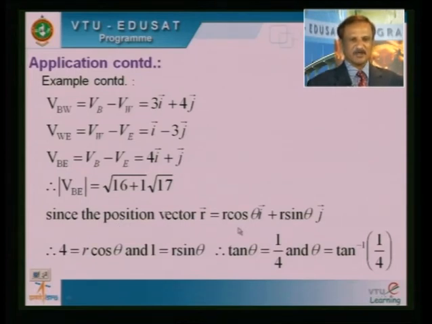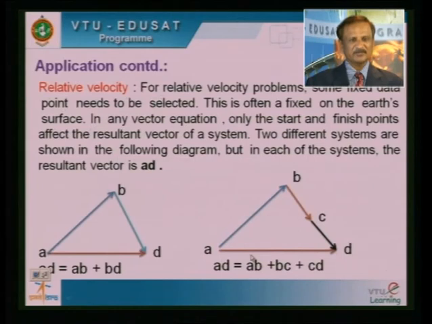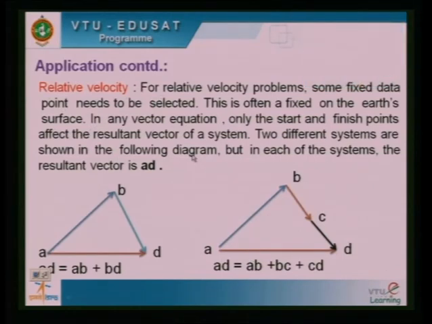Since the position vector is r cos theta i plus r sin theta j, therefore 4 is equal to r cos theta and 1 is equal to r sin theta. Therefore, tan theta is equal to 1 by 4, or theta is equal to tan inverse of 1 by 4. That is the required answer.